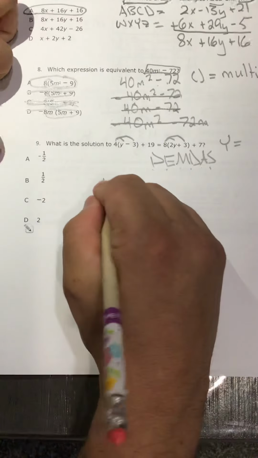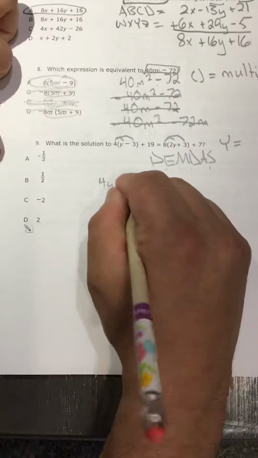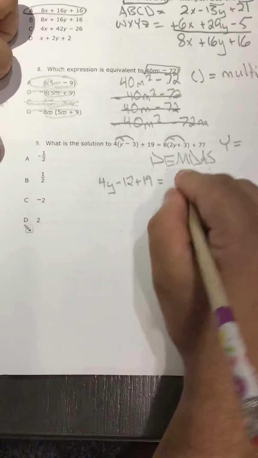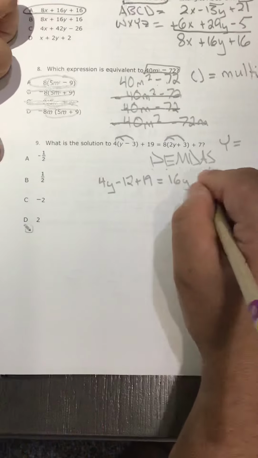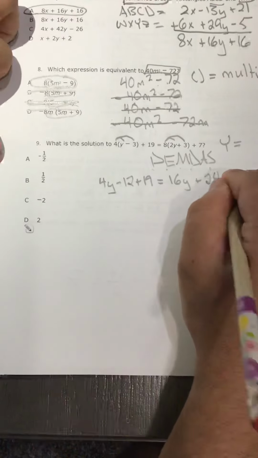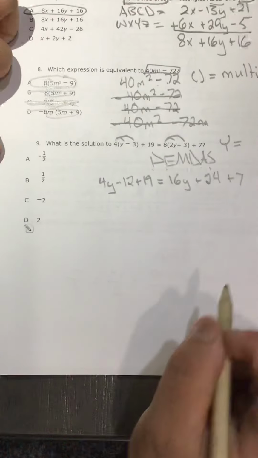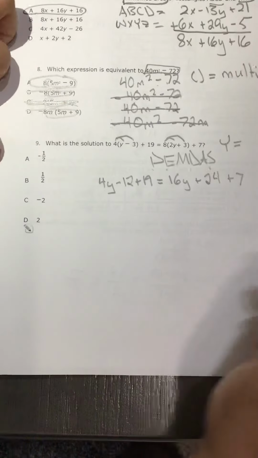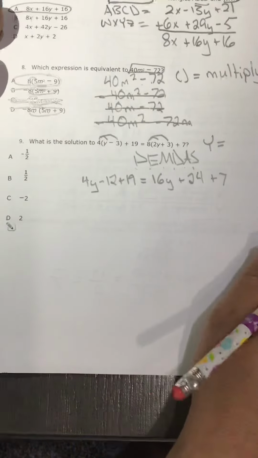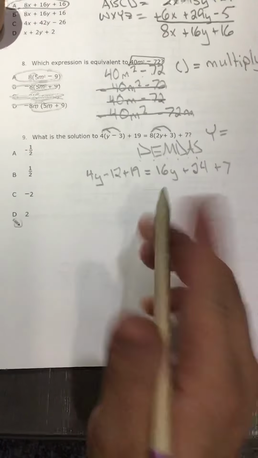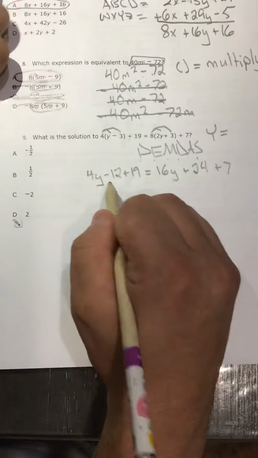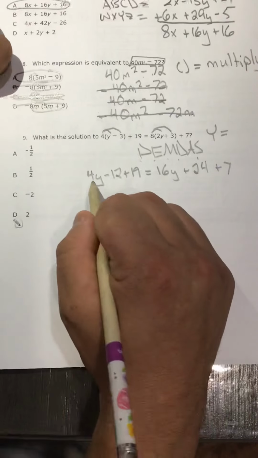First step should give you 4y minus 12 plus 19 equals 16y plus 24 plus 7. Resultado de esto viene siendo esto. ¿Ok? Si necesitan calculador, usen sus calculadores. Segundo, hay que combinar términos iguales. We need to combine like terms.